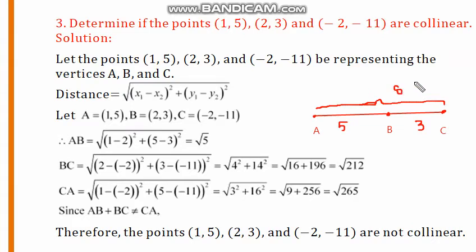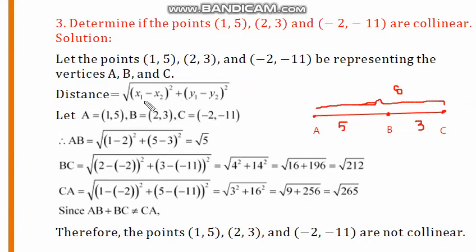Actually, this is what we need to verify. First we need to find the distance between the points A and B. Next we need to find the distance between the points B and C. And next the distance between the points A and C. Thereafter we add AB plus BC. It should be equal to AC. In case it is not equal to AC, then definitely we can say that the 3 points do not lie on the same line. These 3 are not collinear points. So let's discuss this sum.